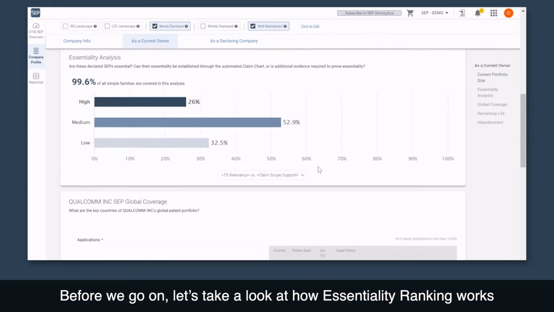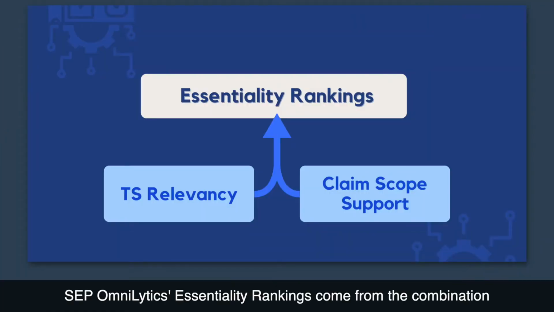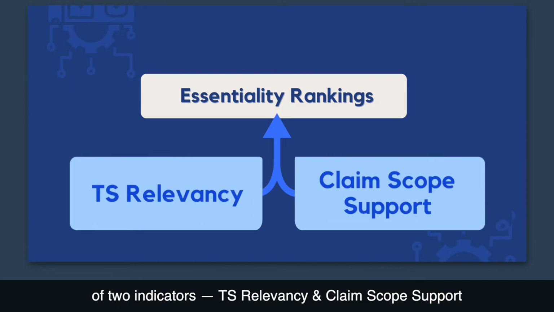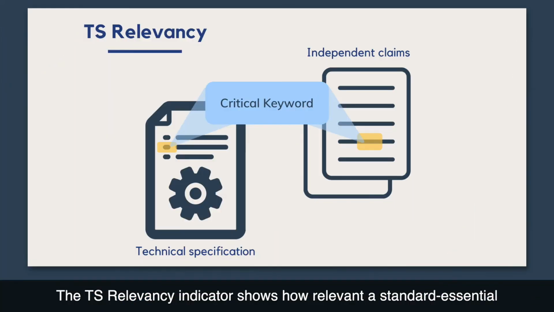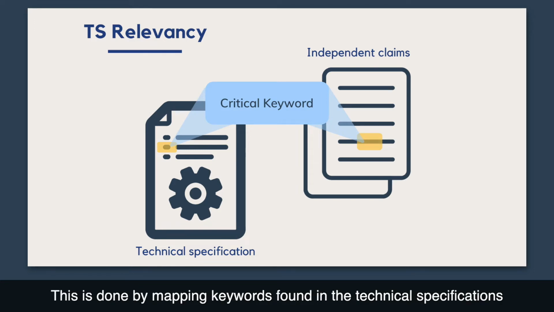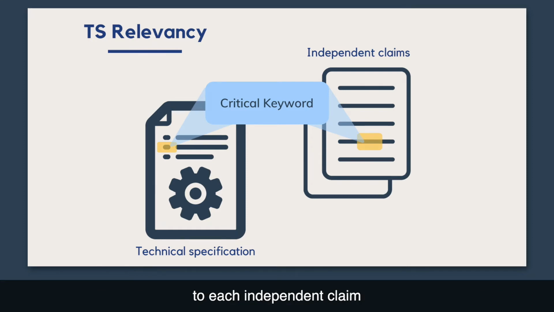Before we go on, let's take a look at how Essentiality Ranking works. SEP OmniLytics Essentiality Rankings come from the combination of two indicators, TS Relevancy and Claim Scope Support. The TS Relevancy indicator shows how relevant a standard essential patent is to its corresponding technical specification. This is done by mapping keywords found in the technical specifications to each independent claim.